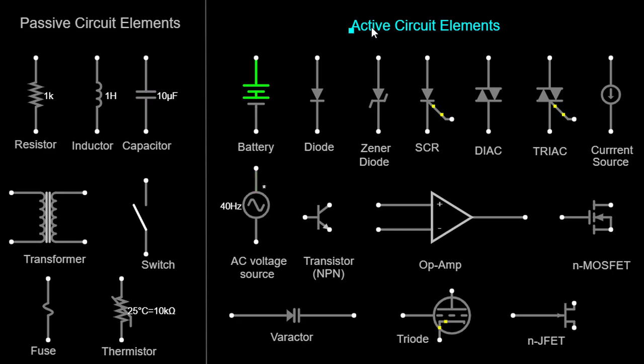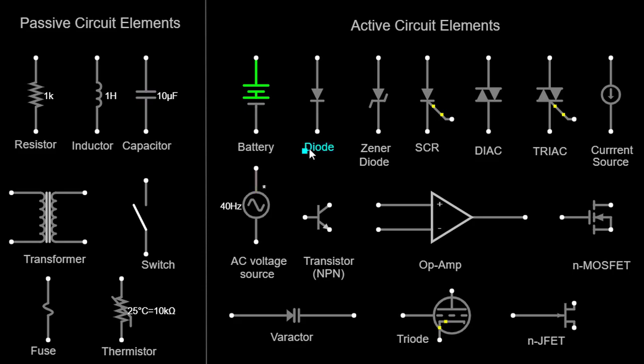Active circuit elements. Battery. A battery is a device that converts chemical energy into electrical energy. It provides a constant voltage source in a circuit, allowing a continuous flow of current. The positive terminal is represented by a longer line, and the negative terminal is represented by a shorter line.